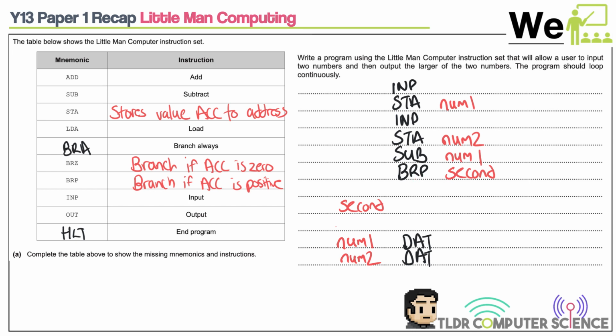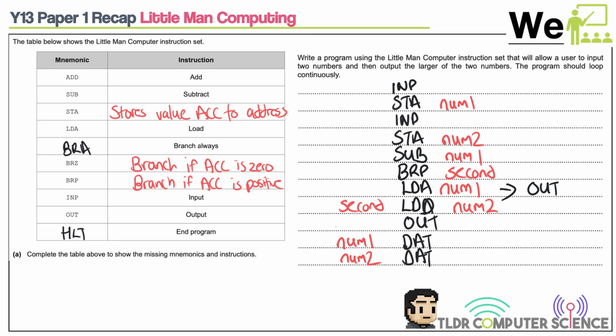So therefore, what should I do? Load. LDA? Yeah. Load num2, and then output it. Output. If it wasn't larger, then what happens? Load num1. This is where I've kind of screwed it a bit because I need another spot here, don't I? Imagine that this was underneath the next thing I write down. Out.